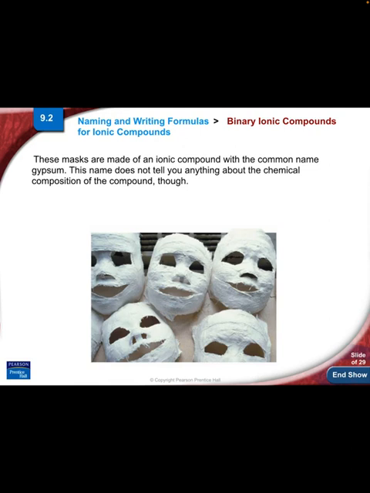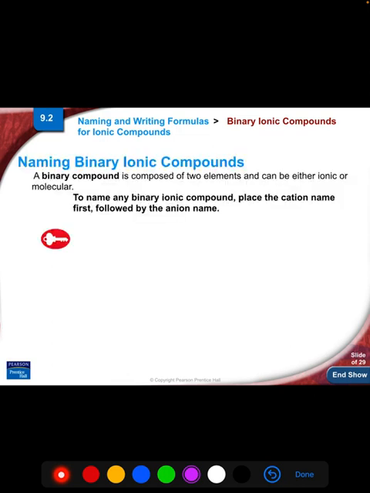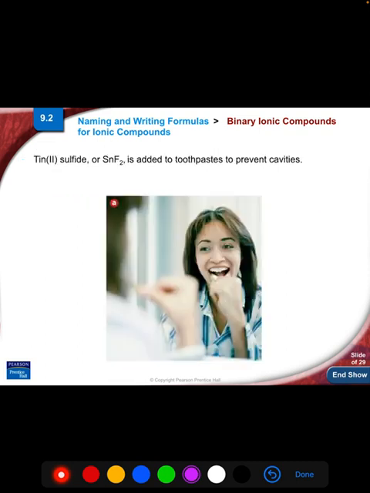For example, gypsum. It's not just gypsum, it's calcium sulfate. It's very common in plaster of Paris and sheetrock, and you can use it to make masks, and I'm sure there are myriad other uses for calcium sulfate. But just quickly, when you name a binary compound, you first name the cation, and then you name the anion. So, in our last example, calcium sulfate: calcium was the cation, sulfate was the polyatomic anion.